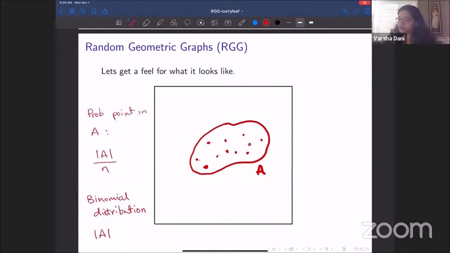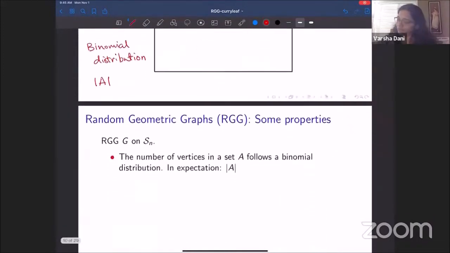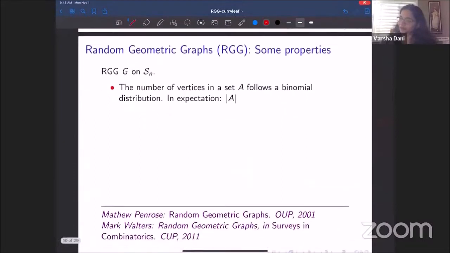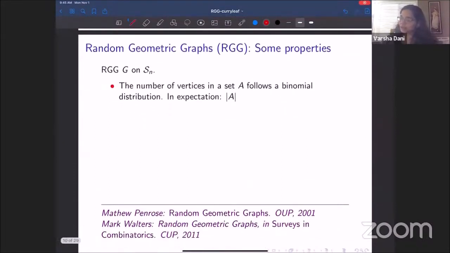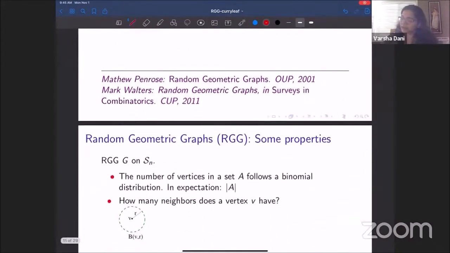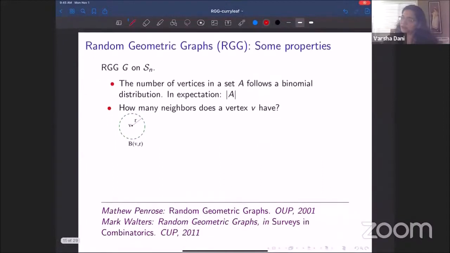Okay, so a couple of properties. What we just said is that the number of vertices in the set A follows the binomial distribution, with an expectation that is the area of A. So if you look at a particular vertex, right, how many neighbors do you think it has? Anyone?